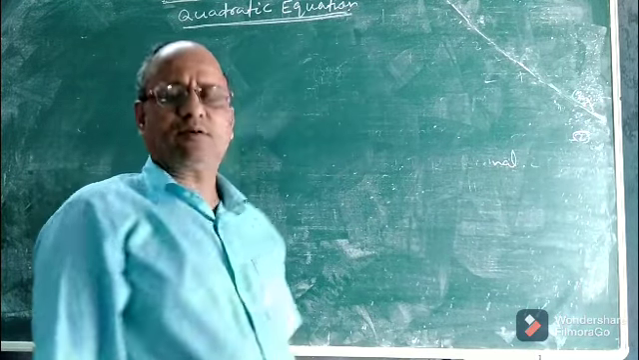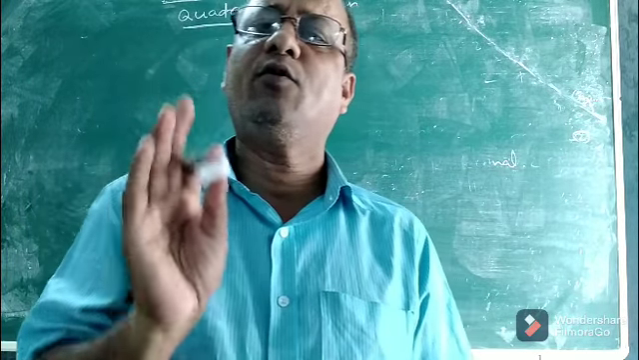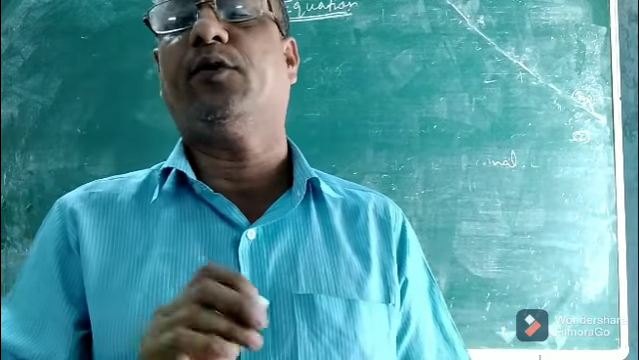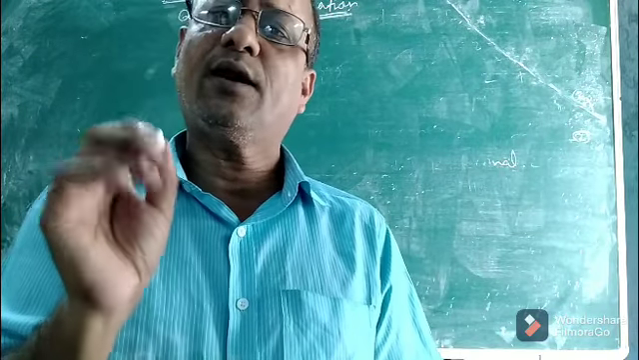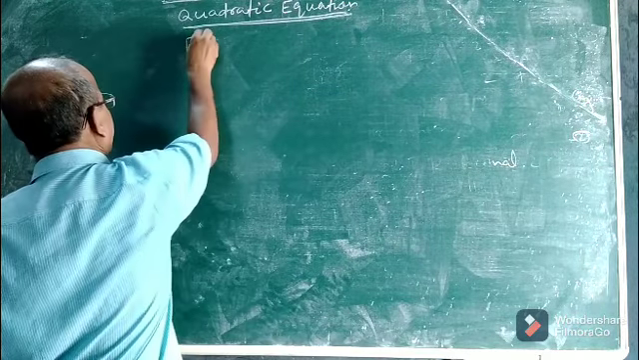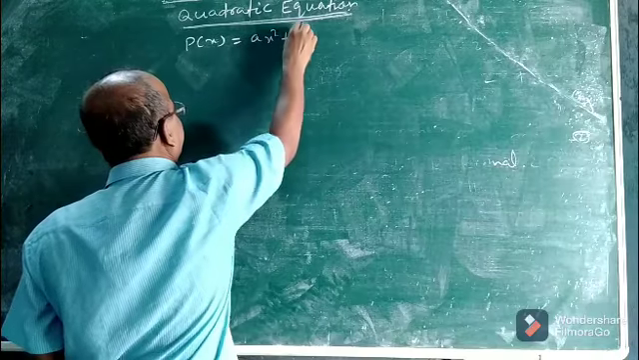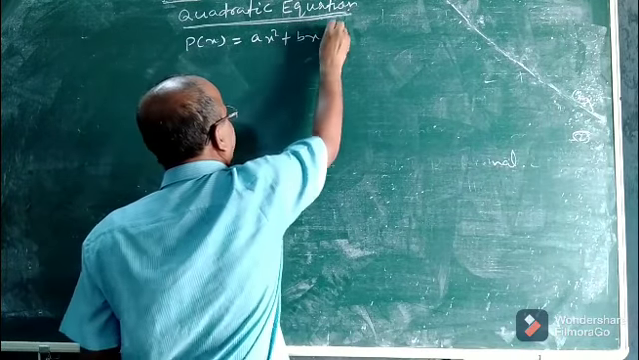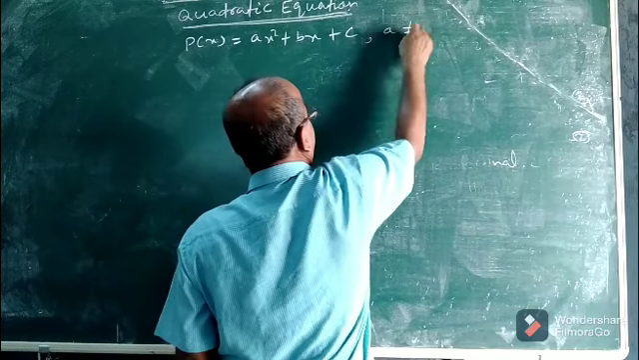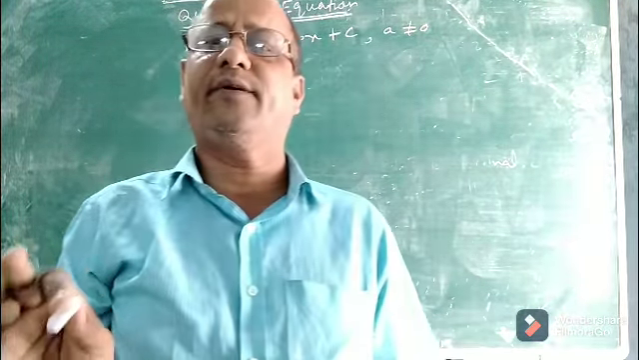Before I discuss the concept of quadratic equation, see children, we read about quadratic polynomial. In the chapter polynomial, we came to know what is quadratic polynomial. The general form of every quadratic polynomial in variable x is p of x equal to ax square plus bx plus c, where a not equal to 0.